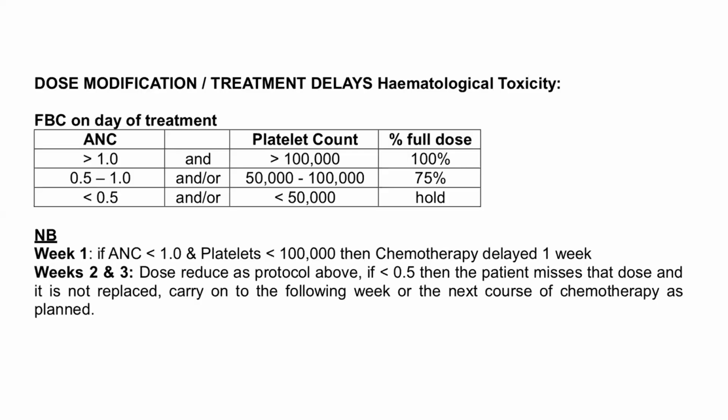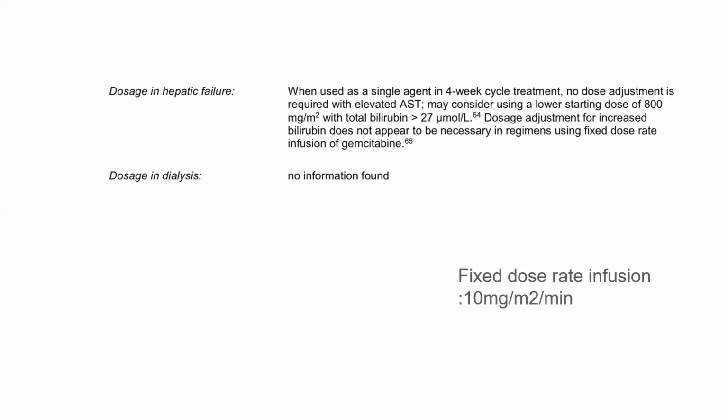And if the ANC is more than 1000 and platelet count is more than 1 lakh, you can give 100% of the dose. And if the ANC is between 500 and 1000 and platelet count is between 50,000 to 1 lakh, you can give a 25% dose reduction. And if ANC is less than 500 or platelet count is less than 50,000, better to hold the drug. So for dosage in hepatic failure, you have to be careful. If the total bilirubin is more than 1.6 milligram per deciliter, you have to start considering a lower dose of around 800 milligram per meter square, especially if you're giving your standard dose rate of infusion.